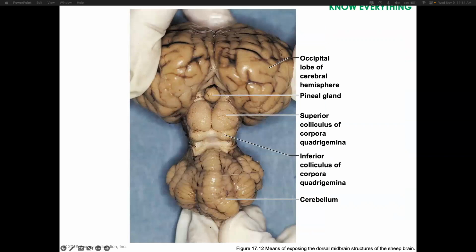Here's another image of the sheep brain. The cerebellum has been pulled away from the cerebrum. You can see the pineal gland that is responsible for our circadian rhythm. And you can also see the corpora quadrigemina, which is a reflex center for hearing and vision.